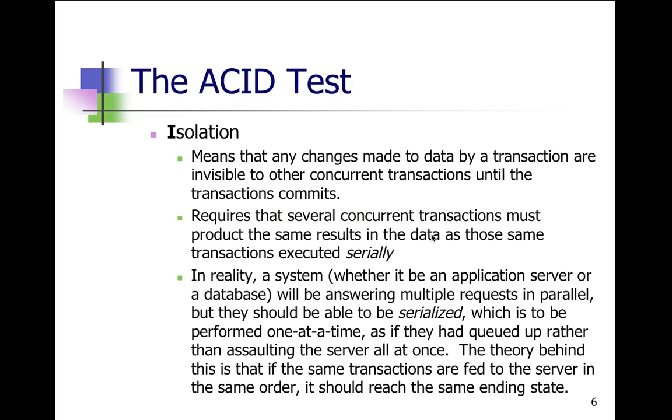So in terms of the ACID test, isolation: this transaction is isolated from all of the other transactions. This failure is isolated. Isolation means that the changes made to the data by a transaction are invisible to the other concurrent transactions that are occurring until the transaction commits. Isolation is kind of an interesting concept. It requires application design in terms of what's going on.